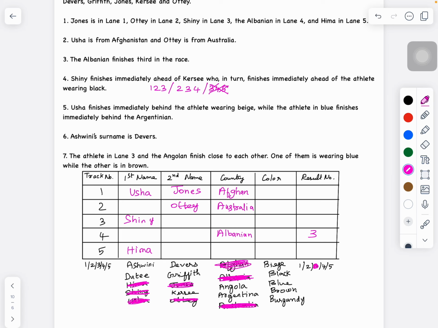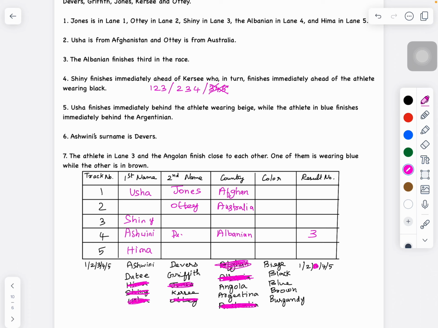Usha finishes immediately behind the athlete wearing beige. And the athlete in blue finishes immediately behind Argentinian. We are still not able to fill any of these points. Ashwini's surname is Devers. So Ashwini and Devers will have to be in the same row because that belongs to the same person. Definitely cannot be in the second row because the second row surname is Otte. So the only place where it is possible is here.